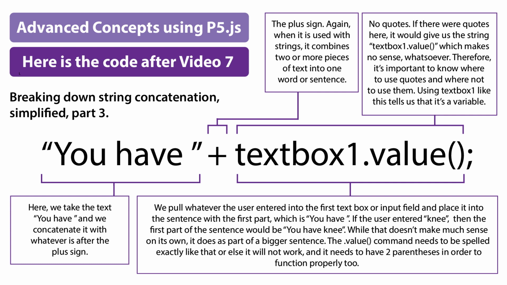So "you have knee" doesn't mean a lot on its own, but as part of a bigger sentence, it does mean something. And here, we don't put quotes around textbox1.value, or else it would treat it as text and it would give us the sentence, "you have textbox1.value", which makes no sense, right? So it's a variable, and with a plus sign at the end of it, so that's why it doesn't have quotes around it.